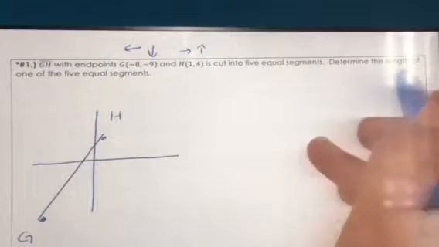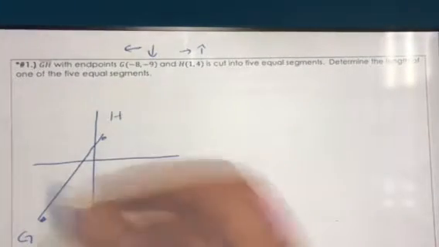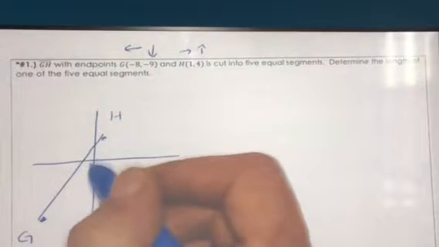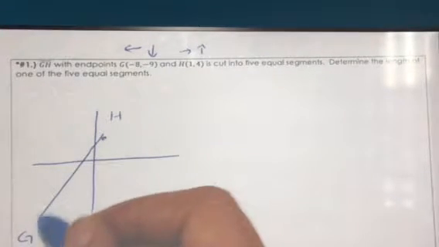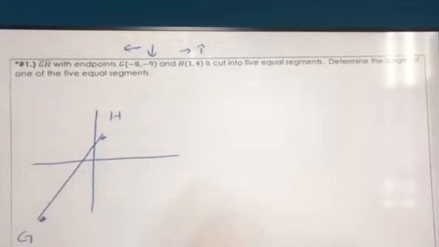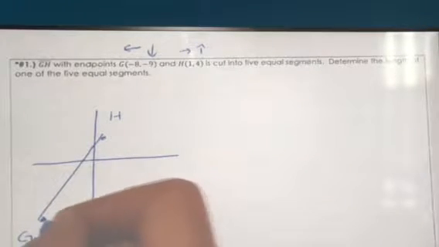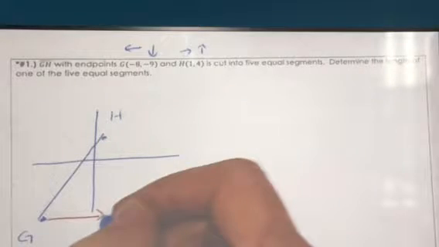Determine the length of one of 5 equal segments. So that means we're going to cut it up into 5 equal segments and say how much is one of them. But to do that, we have to know how long this is. To find out how long this is, we're going to figure out, well, how far is it to the right and how far up is it?